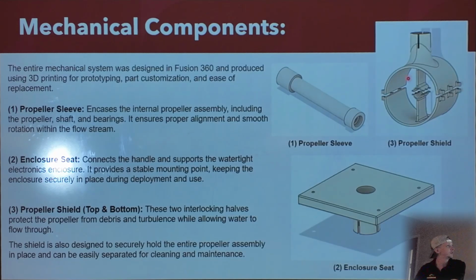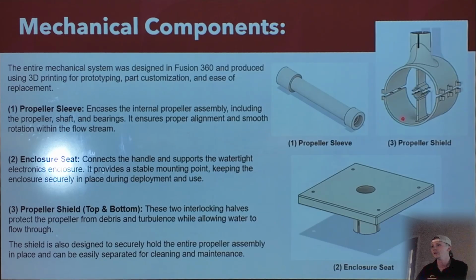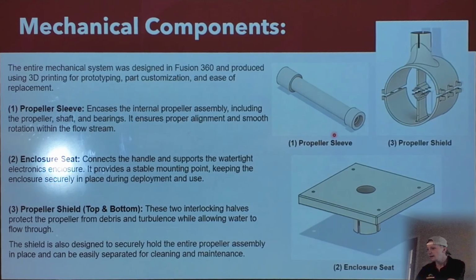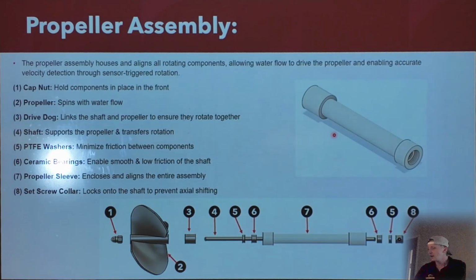Now this is broken up into 2 parts, the top and the bottom. It's broken into 2 parts because I want it to be easily taken apart for maintenance in case you wanted to fix the bearings or lubricate anything, or in case anything got damaged. Moving on to the propeller assembly, like I mentioned in the last slide. As you can see, this houses and aligns all the rotating components.